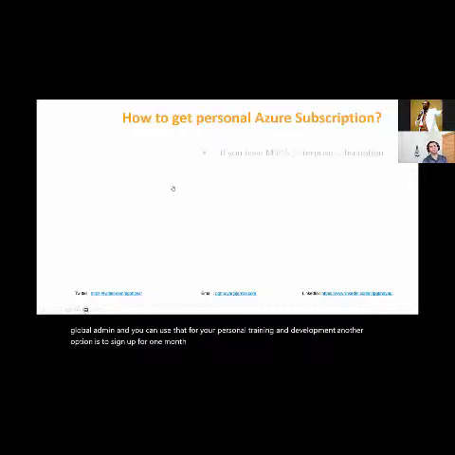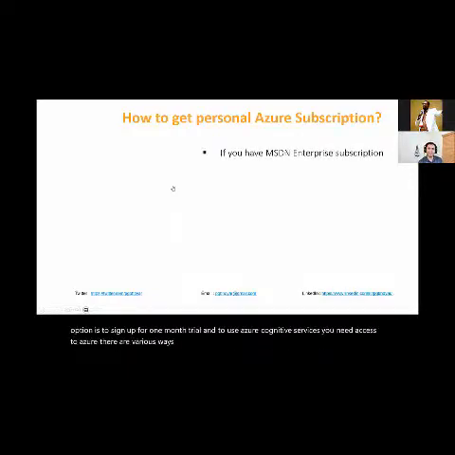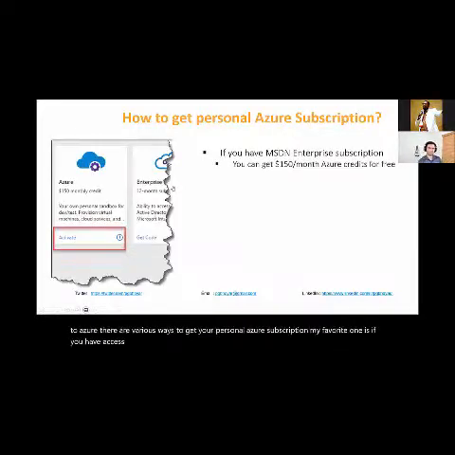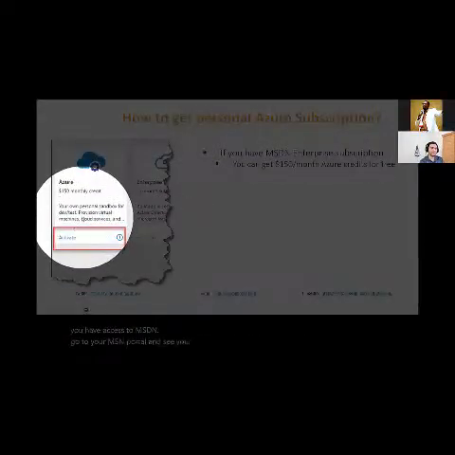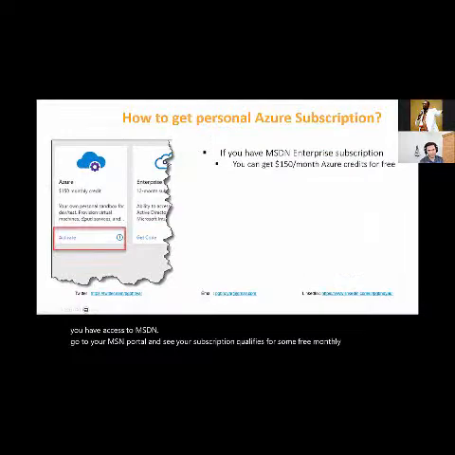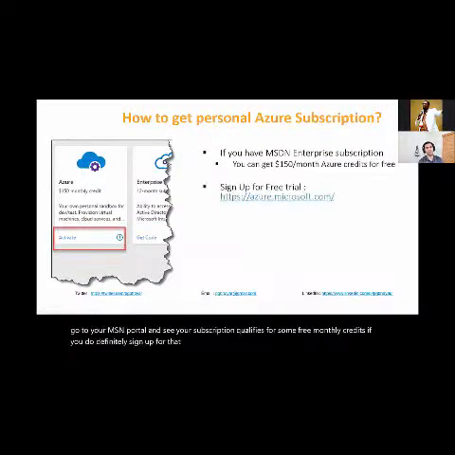And to use Azure Cognitive Services, you will need access to Azure. There are various ways to get your personal Azure subscription. My favorite one is if you have access to MSDN, go to your MSDN portal and see if your subscription qualifies for some free monthly credits. If you do, definitely sign up for that, because there you don't have to use a credit card.